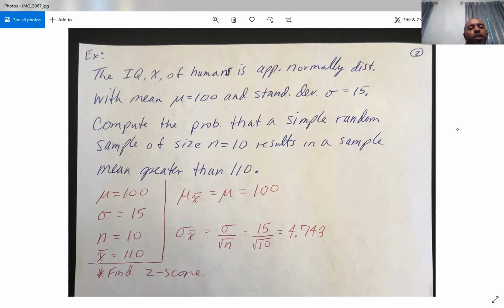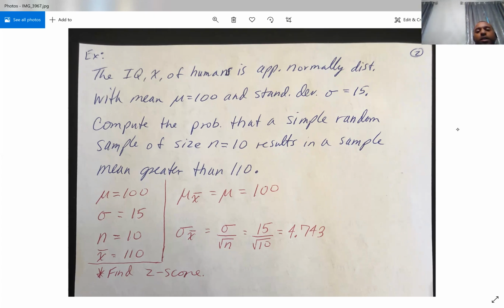All right, so the next thing to go to is this example. It says the IQ of humans is approximately normally distributed with a mean of 100 and standard deviation 15. So we're talking about all humans, so that is our population. The mean is 100, standard deviation 15.